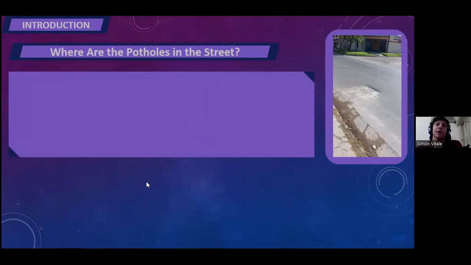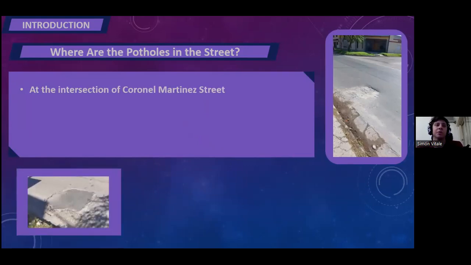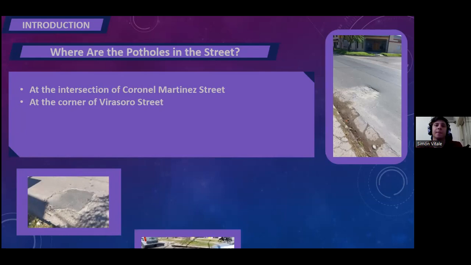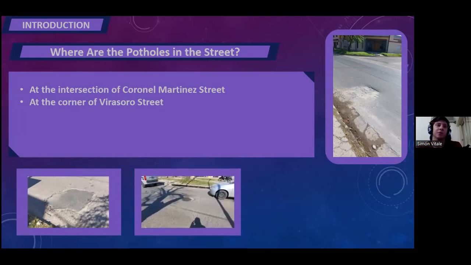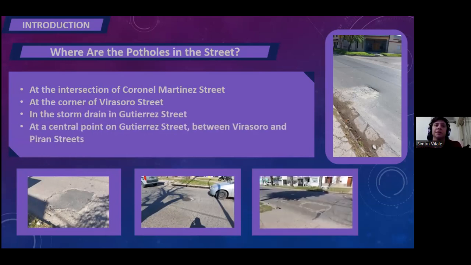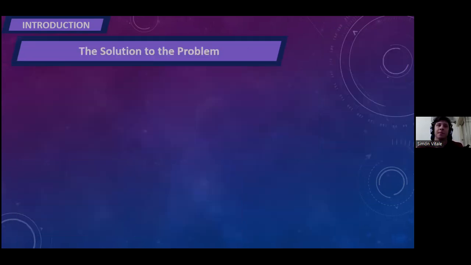Where are the potholes in the street? The first pothole is at the intersection of Coronel Martinez Street. The second pothole is in the corner of Virasoro Street. The third pothole is in the storm drain in Gutierrez Street, and the last one is at the central point in Gutierrez Street between Virasoro and Pirán Streets. The solution we propose is the reconstruction of the road using another method.